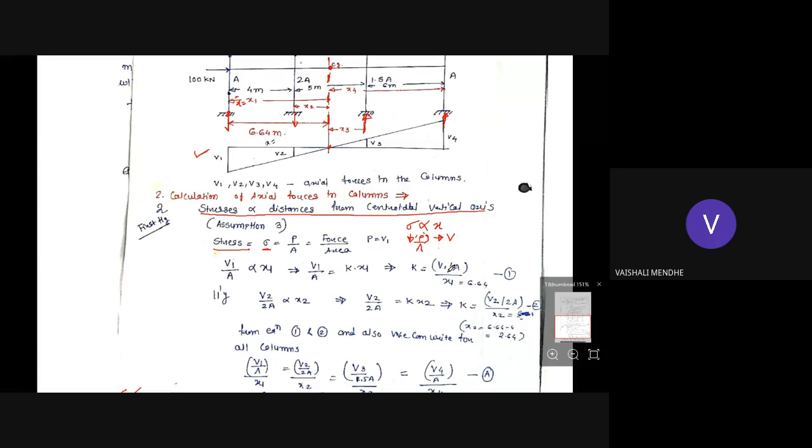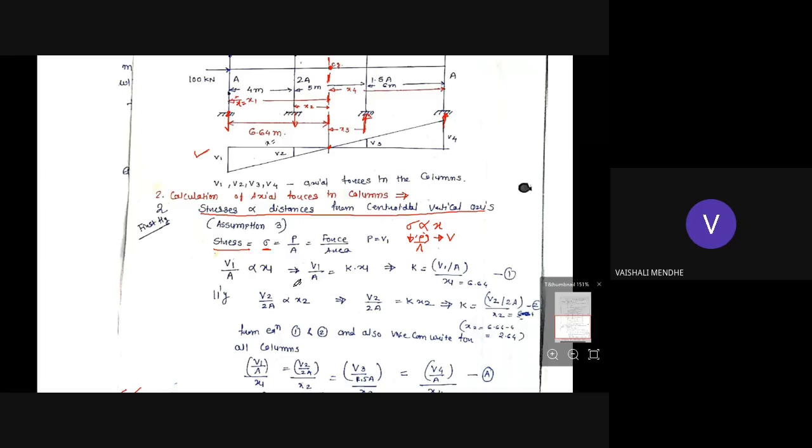Okay. Similarly, we will go with the second, third and fourth relation. We'll get the four relations. Okay. So similarly, we can write down the relation for the second column member, V2 by twice A.